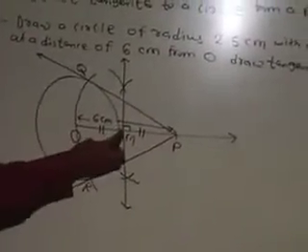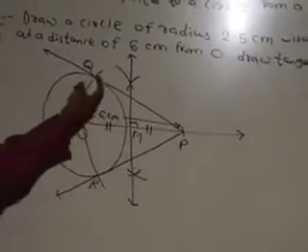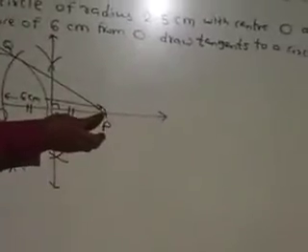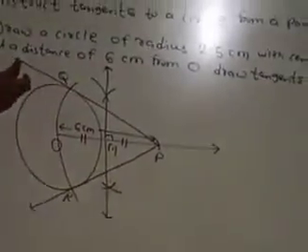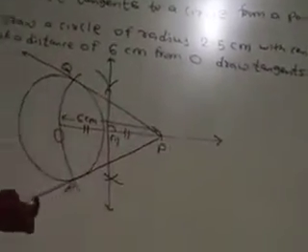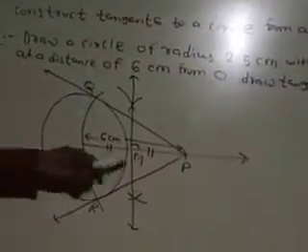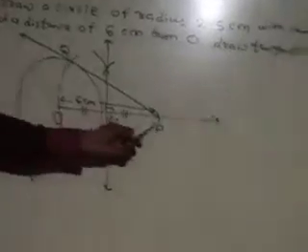Compass on M, distance up to O, make the arc that intersects at Q and R. Then from P, make the line PQ and make the line PR. These are the 2 tangents from the point P. This is the construction of tangents from a point outside the circle.